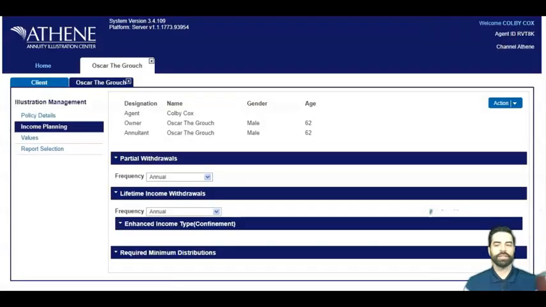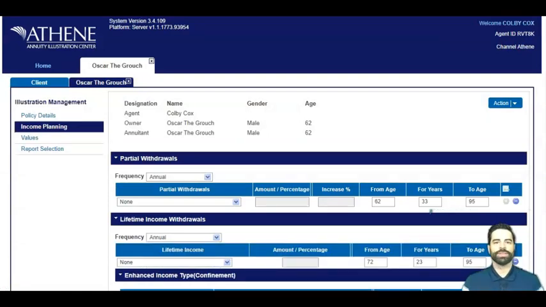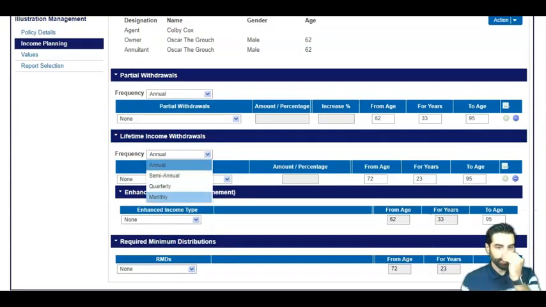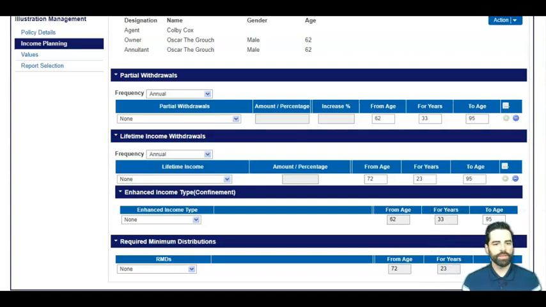Income planning is where we put the income that the client is going to receive, when, how, and at what age. We come right here to lifetime income. We'll keep it annual. You can change it to monthly to show them that, but I'm going to keep it annual. And then the lifetime income right here, maximum lifetime income at age 72, that's the default. You could change that to 75 or 78. It doesn't matter, but it's going to go at least to whatever that default 10 or 7 years is.